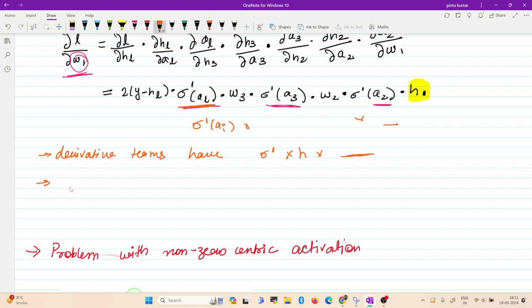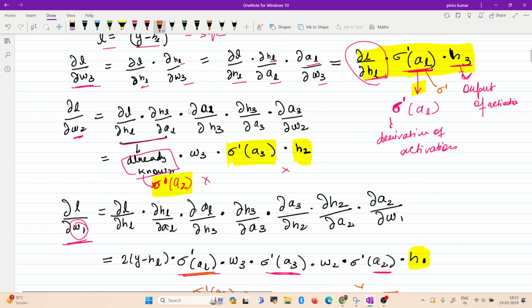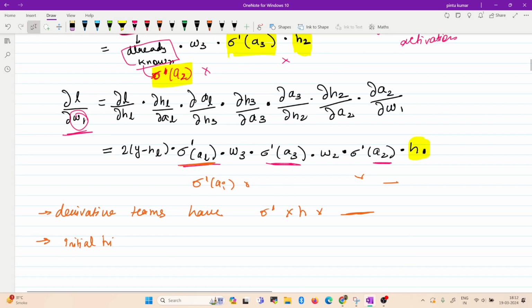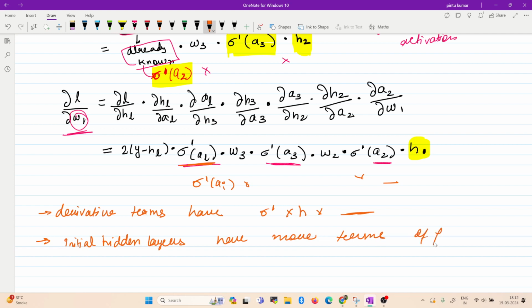Second, initial hidden layers. Initial means the region I'm pointing to now; these are the earlier hidden layers, and these are the later hidden layers. So initial hidden layers have more terms of the form sigma dash being multiplied with each other.